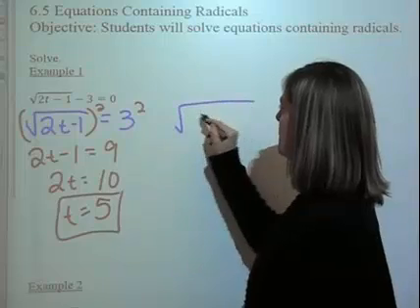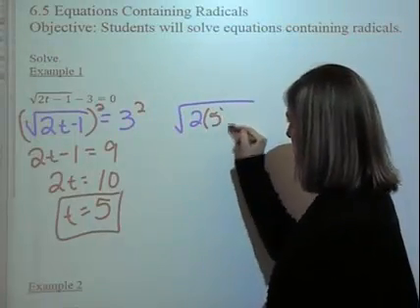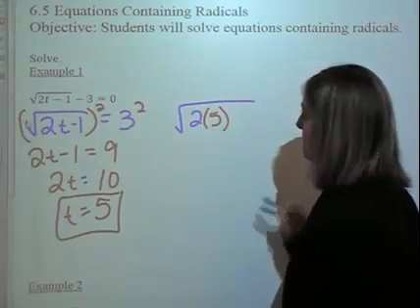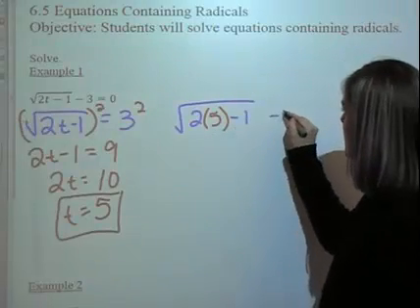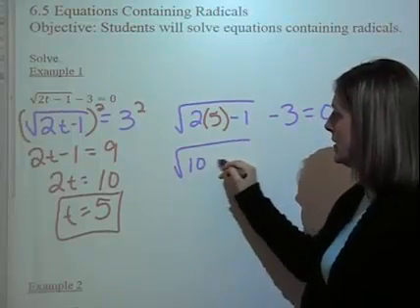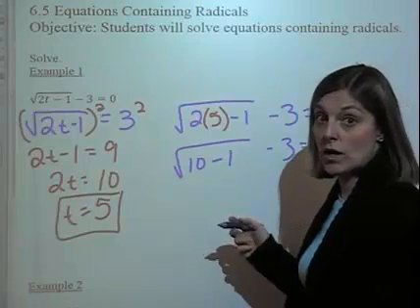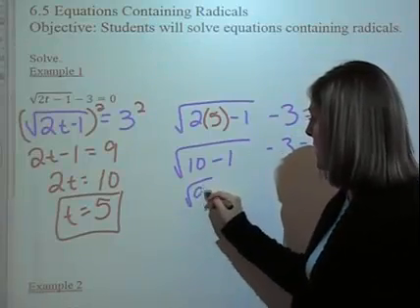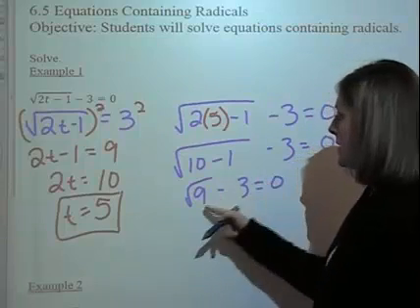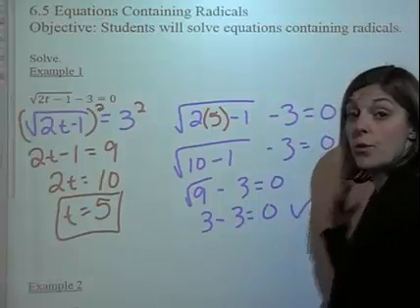So we have the square root of 2 times 5 minus 1 minus 3 equals 0. So 2 times 5 gives you 10. 10 minus 1 is 9. So you have the square root of 9 minus 3 equals 0. Square root of 9 is 3, and 3 minus 3 is 0. So we know we're correct.